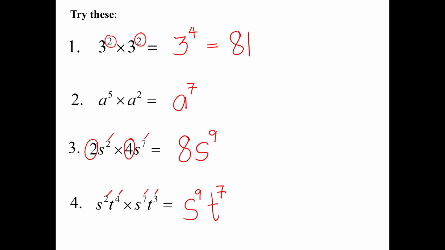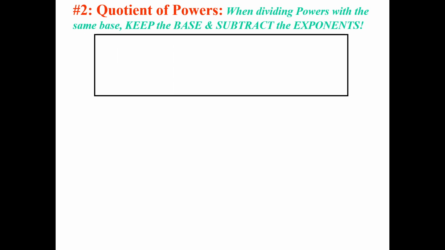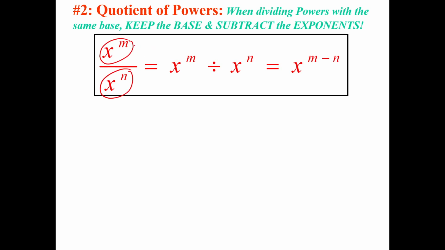Okay? Now, let's proceed to the second rule. The second rule is what you call the quotient of powers. So earlier, in the product of powers, we added the exponents. In the quotient of powers, we are dividing, so we subtract the exponents. Here's the rule. So, if I'm going to be dividing these powers over here, I will simply subtract these two exponents.